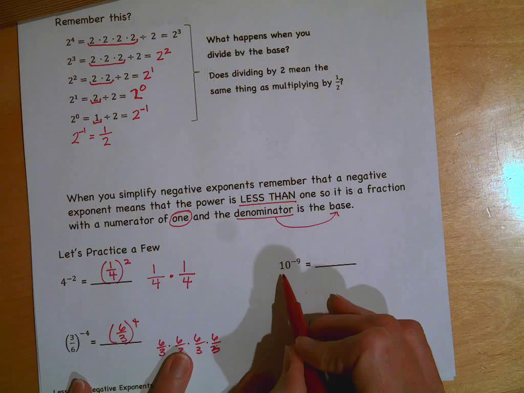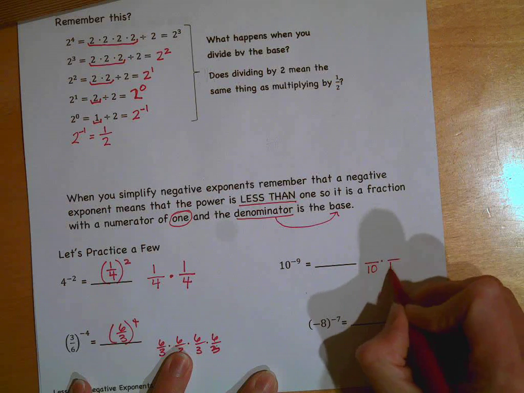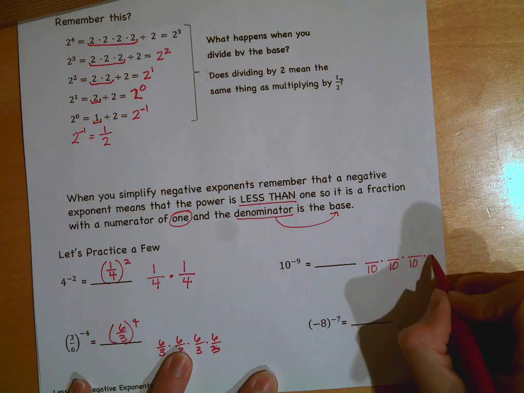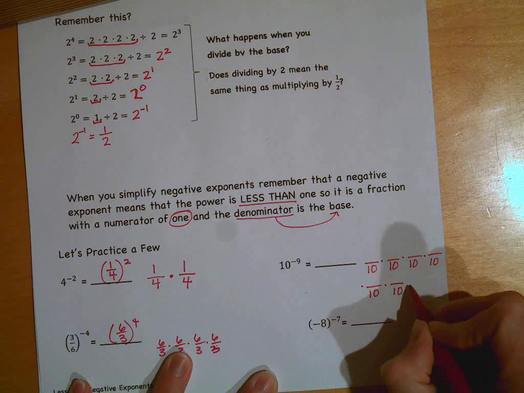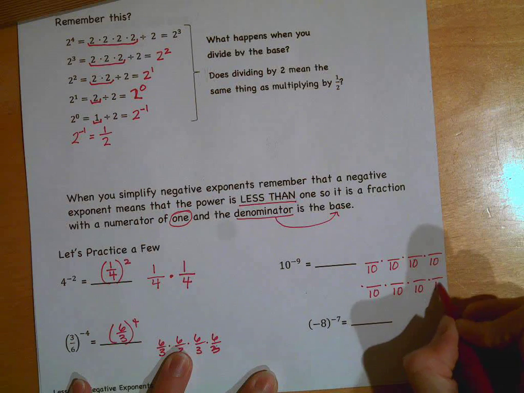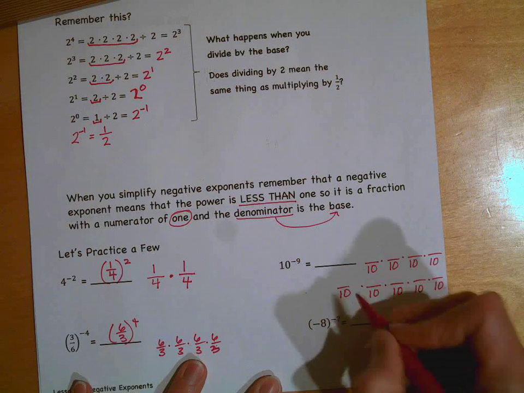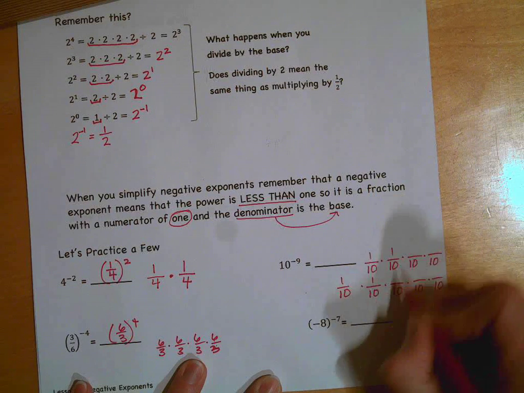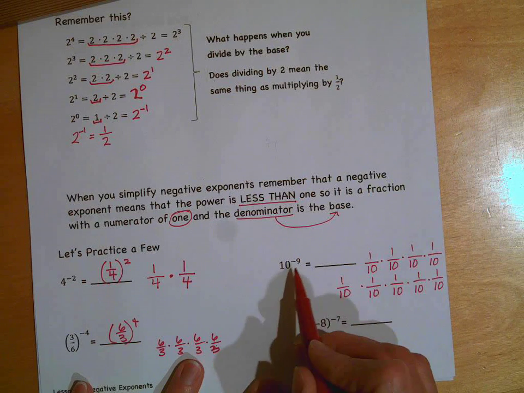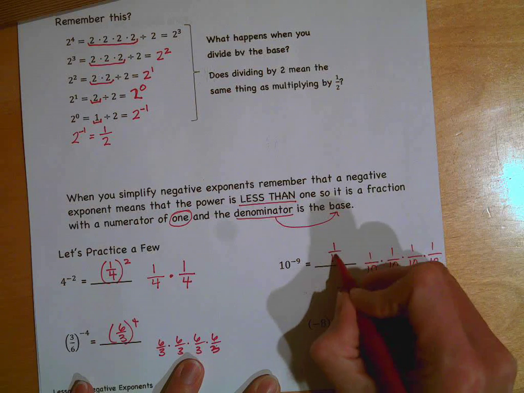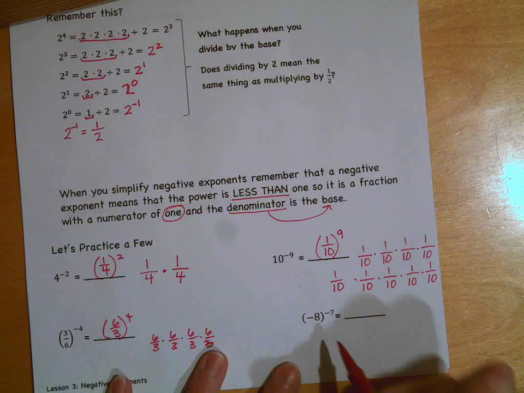Okay, so now let's look at the next one. The base is 10. The reciprocal of 10 is 1/10. So we have 10 here, and 10 here, and so on, nine times in all. In this case, the reciprocal of 10 is 1/10, so these numerators are all going to be 1s, right? And so then 10 to the negative 9th power would equal 1/10 raised to the 9th power. That's what that means, okay?